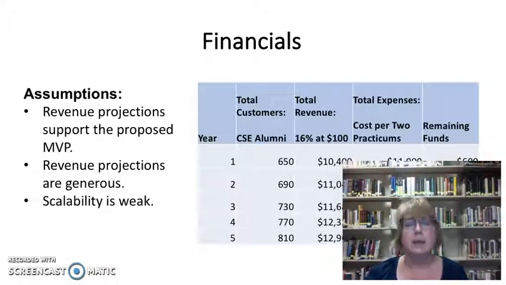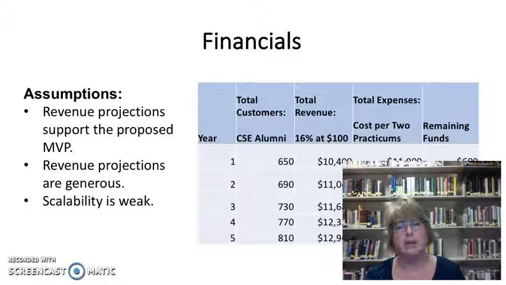So given the 16% conversion, assuming the average of $100 per student, gives us the amounts that we show here, where even by year 5, we've just finally hit the point where we could make 2 missions computing practicums possible.